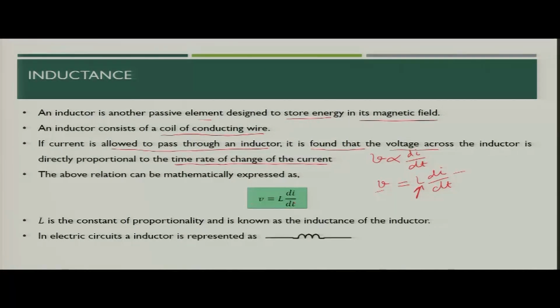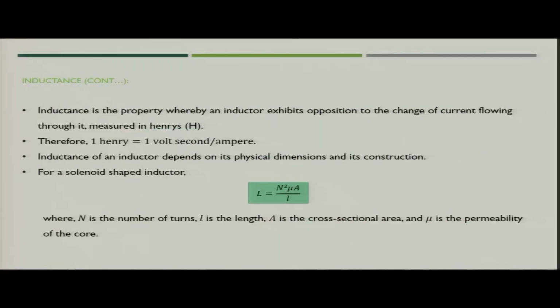So, this V is equal to L di by dt is the property of the inductor, and how will you represent this? It is represented in the form of a coil. The symbol you will see in the literature looks like this, which is nothing but the symbol for an inductor. Now, what is inductance? Inductance is the property whereby an inductor exhibits opposition to the change of current flowing, and it is measured in henries.